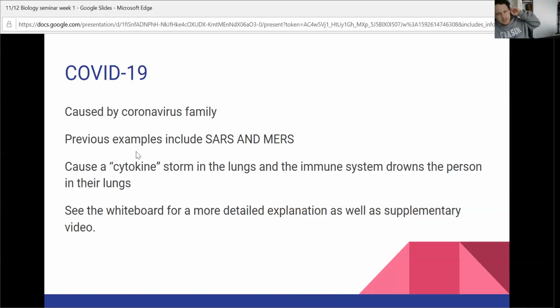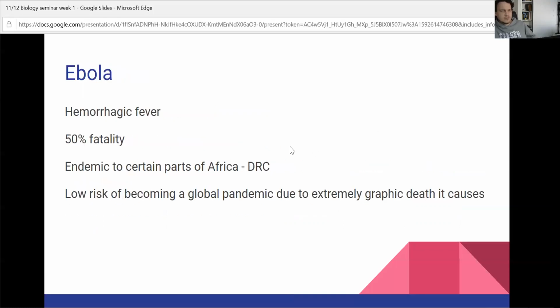So it causes cytokine storms in the lungs, which drowns the person. The release of fluid is intense. And I mean, among other things as well, but that's the main one. So I'll give a supplementary video on COVID-19. Won't go through it here, it's a whole other topic in itself. So Ebola is a hemorrhagic fever. It's got a 50% fatality rate.